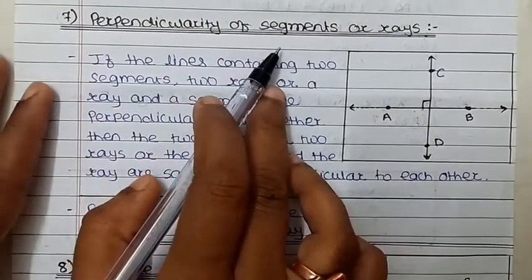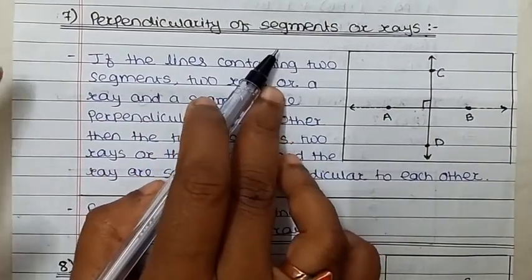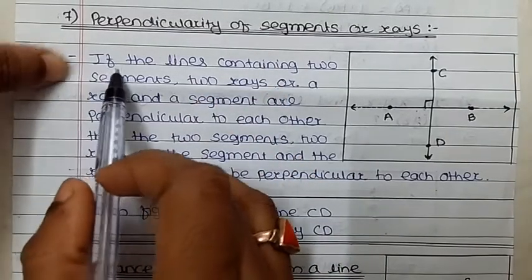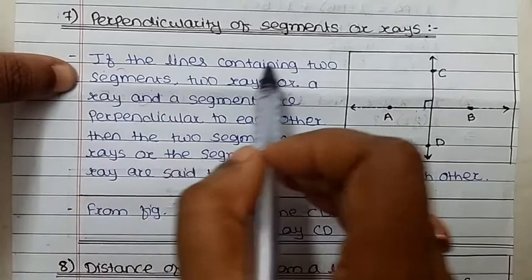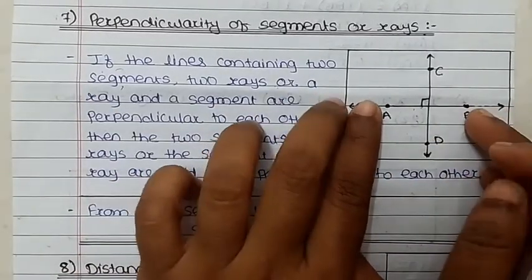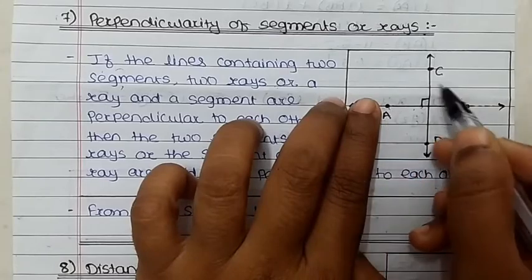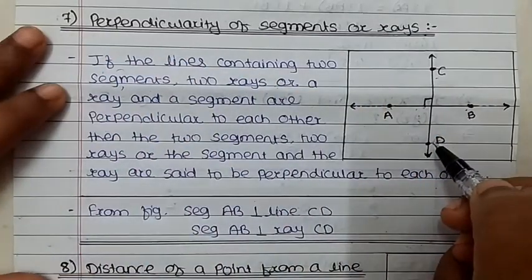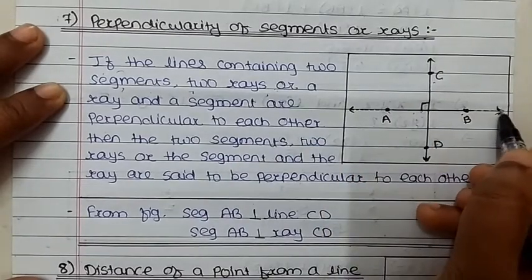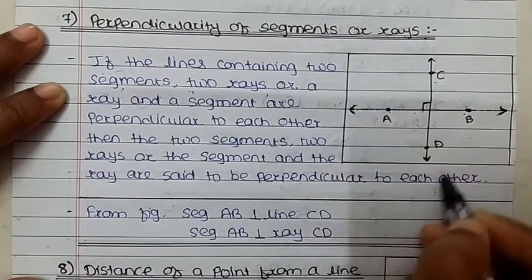Perpendicularity of a segment or ray. So when do we call it perpendicular? First, as shown in this figure, there are two segments, AB and CD. Okay, these are the two rays. How do we define rays? We have to apply arrows.